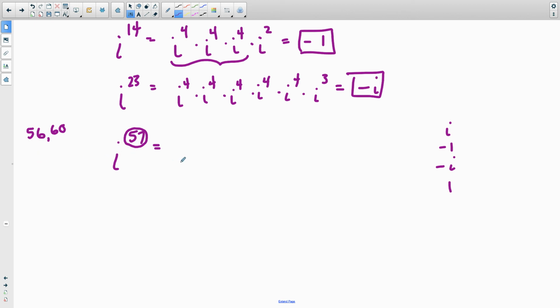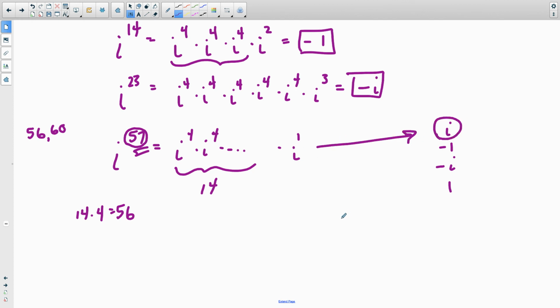So in other words, for i to the 57th power, I could write them all out. I would have 14 of these because 14 times 4 is 56, and that would get me all the way to i to the 56th power. Then I'd have to multiply by one more i to the first in order to get to that 57th power. And i to the first is equal to i. So really what we're looking for is the closest multiple of 4 that I get to without going past it, and then count up another power of i to get to that.